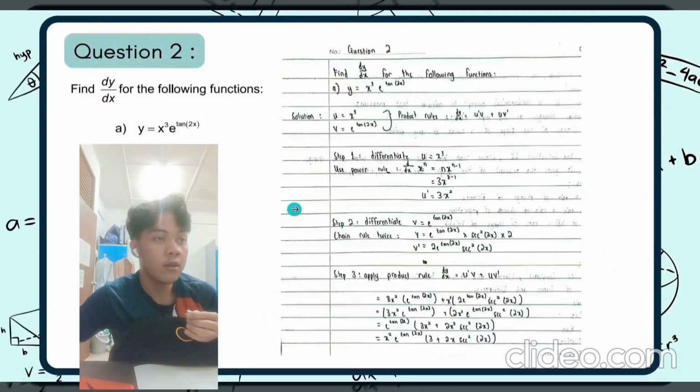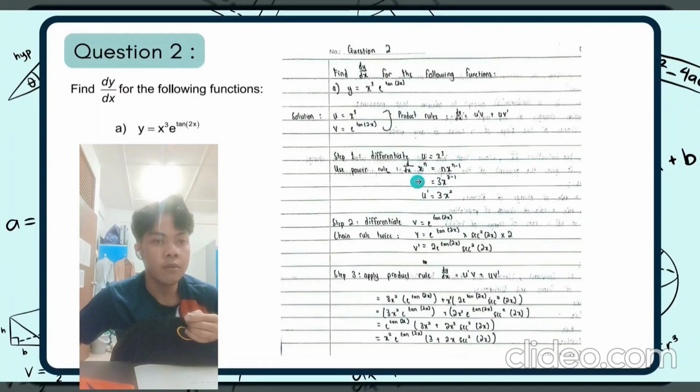The next is question 2. We need to find the differentiation of y equals x cubed e power tan 2x. Here, we need to divide it into two functions first, which means u equals x cubed and v equals e power tan 2x. So step 1, we need to differentiate the x cubed first. We need to use the power rule.